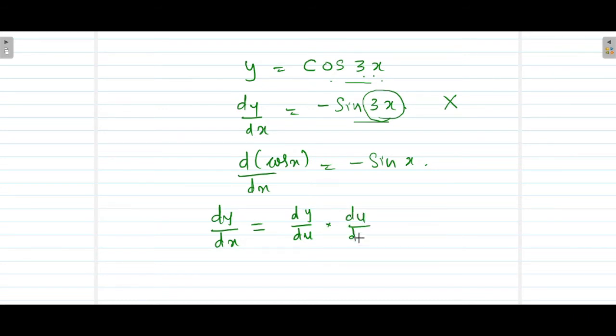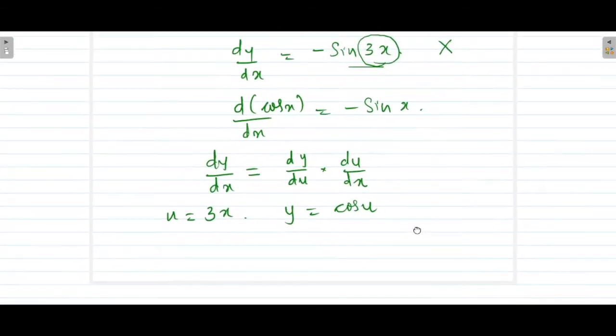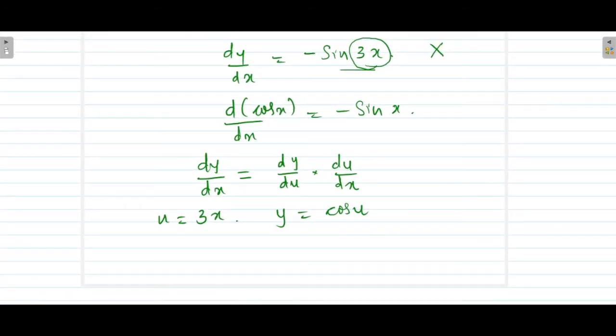u is the part which is given in the given function and which can be differentiated separately. So we will take u as 3x. Now y becomes y equal to cos u. So our objective is to get dy by du and du by dx. dy by du is differentiation of cos u, which will be minus sin u.